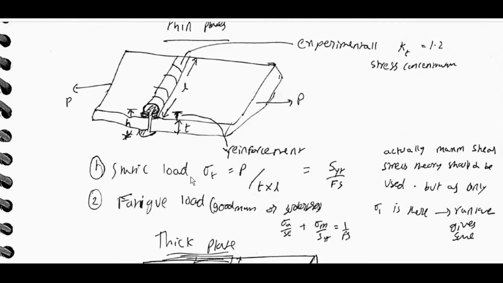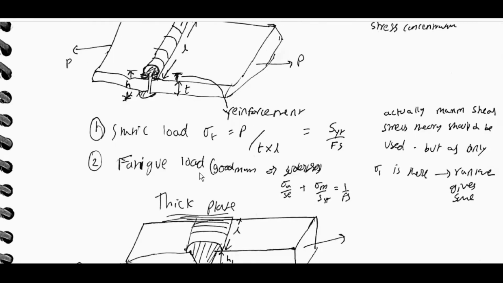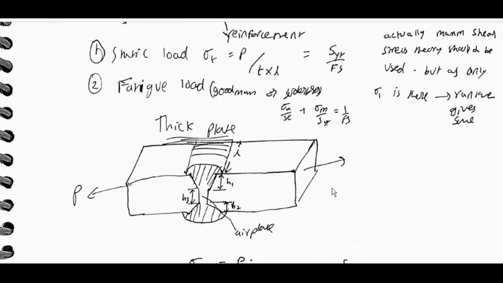Static load: sigma T is equal to P by T into L is equal to SYT by Fs. Actually, maximum shear stress theory should be used, but as only sigma 1 is there, Rankine gives the same. Fatigue load: Goodman or Soderberg, sigma A by SE plus sigma M by SUT is equal to 1 by Fs.